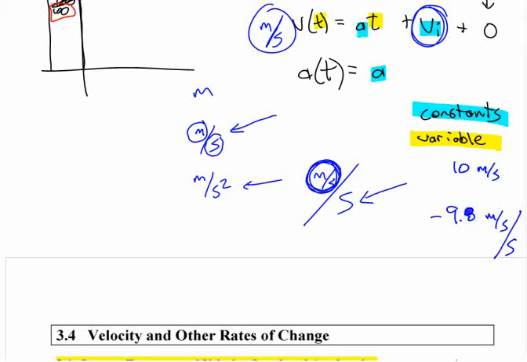9.8, approximately 10. So if I fired this thing upward at 100 meters per second, after 1 second it would be going approximately 90, right? Like it's losing that much every time. It's dropping by that much every time. That's all that this formula is saying.